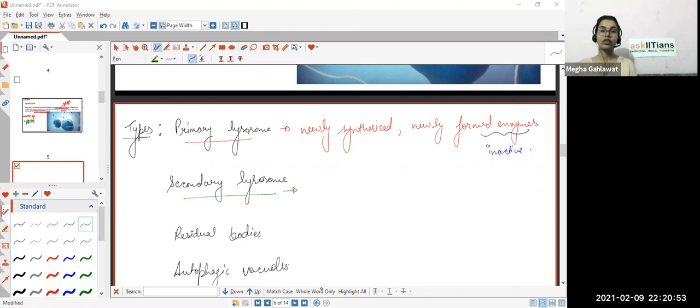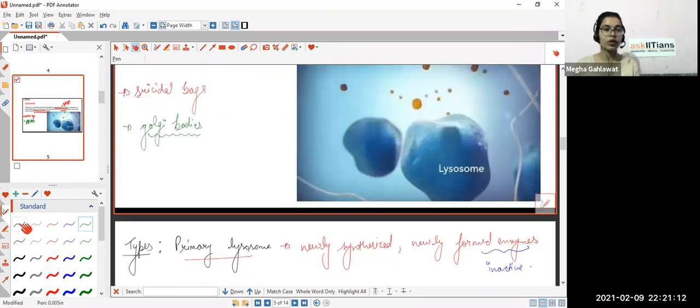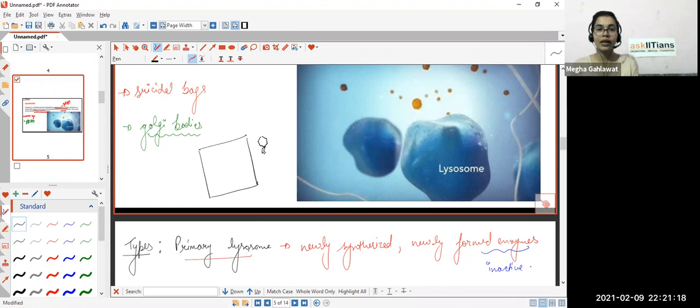Next are the secondary lysosomes. Secondary lysosomes are also called the digestive vacuoles. Now, why are they called the digestive vacuoles? Listen, I'll draw a diagram for you right here and you'll understand. Suppose this is a cell, and this is a virus which is standing outside the cell and it is trying to enter it.